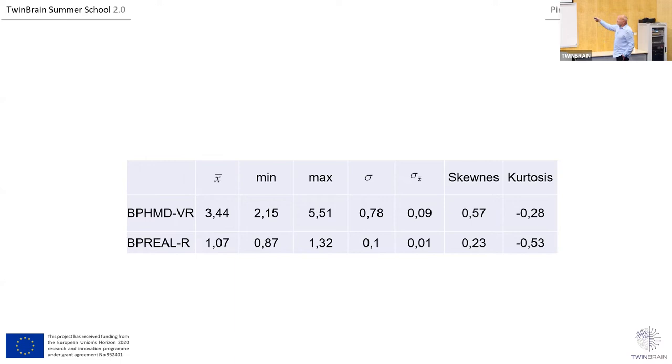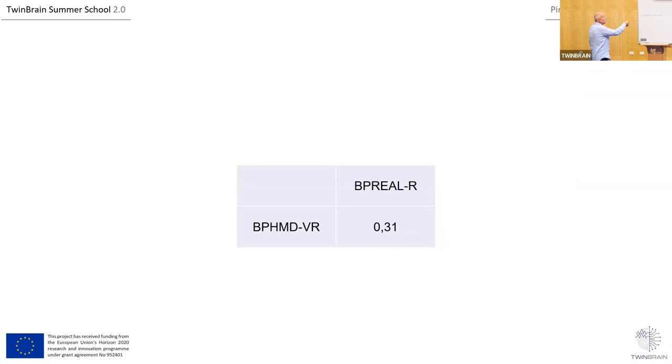Because of the same movement, the same dimensions, without any lagging in movement in the virtual environment, but we have very different results. When you try to correlate these results of the same subjects in the virtual and real environment, you can see there is no big correlation, 0.31. The proportion of shared variance of these two instruments is very small.